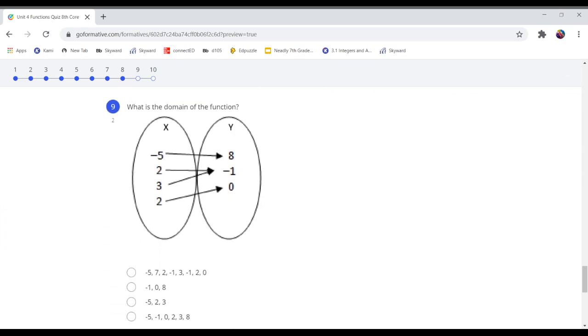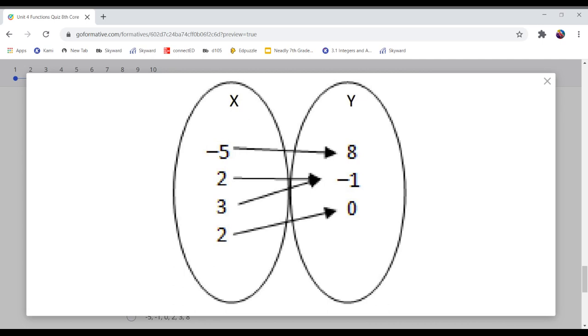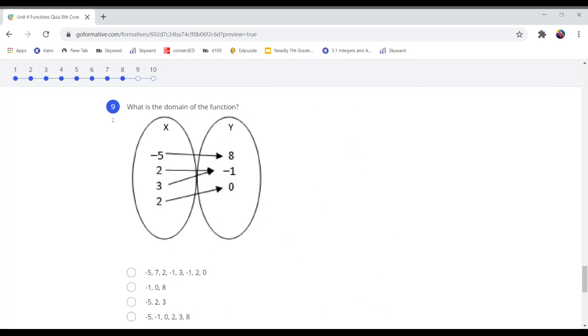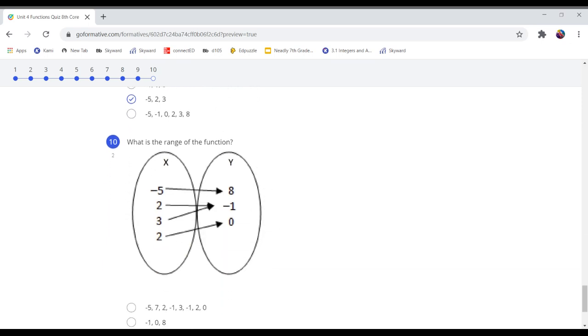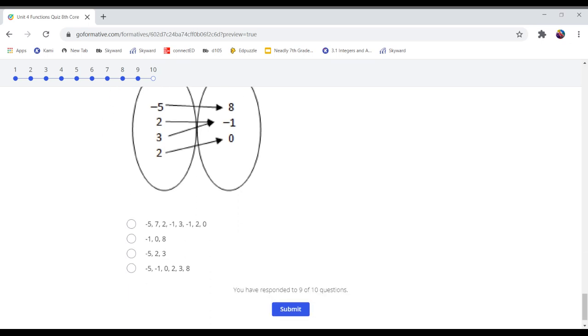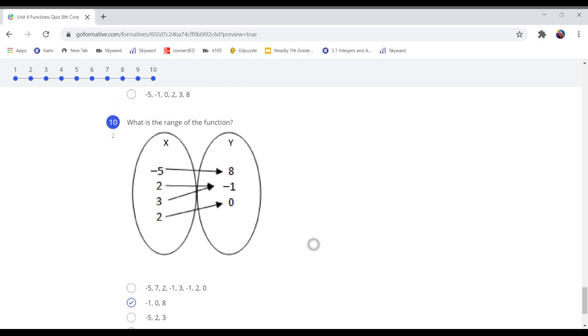Number 9, what is the domain of the function? Well, the domain are all of your x values, so it goes negative 5, 2, and 3. So negative 5, 2, and 3, so that's our third option. Number 10, what is the range of this function? It's going to be negative 1, 0, and 8. Remember, you always want it from least to greatest order. The range values are just the y's. Make sure that you have written down your corrections and you turn them into Google Classroom.